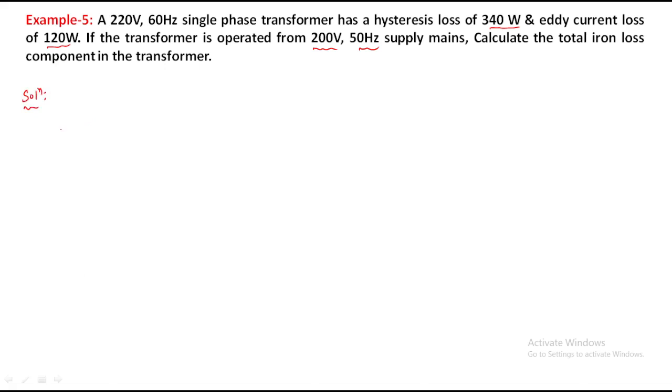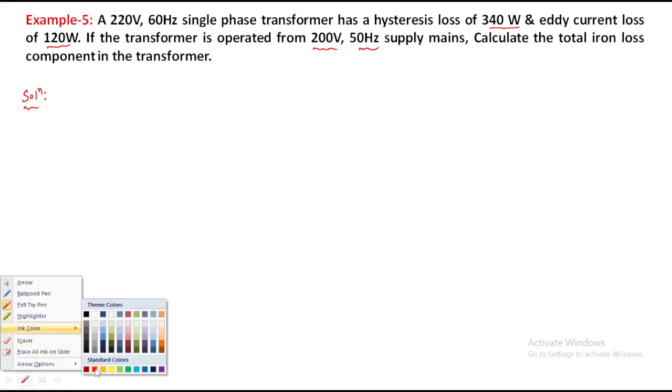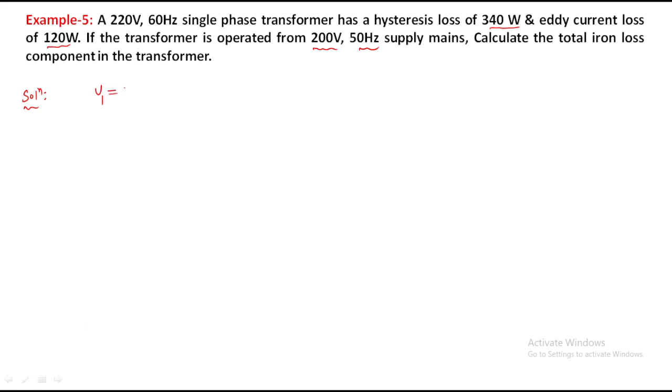First we have to calculate the iron loss component. Given V1 equal to 220 volts, F1 equal to 60 Hz. At this stage, WH is 340, and WE should be equal to 120 watts. Like that you have to write. Later, what is the value of voltage? 200 volts, and F2 equal to what? 50 hertz.